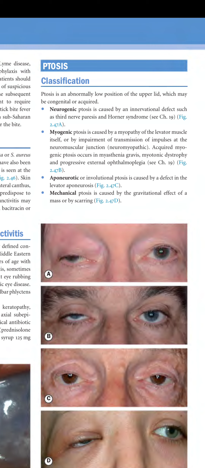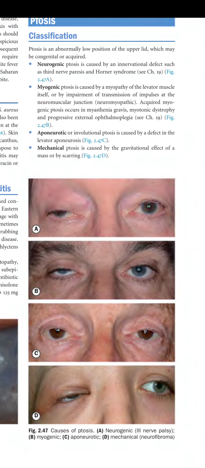Aponeurotic or involutional ptosis is caused by a defect in the levator aponeurosis. Basically, aponeurotic ptosis is age related, when there is weakness of the levator muscle and the levator aponeurosis is weakened. Mechanical ptosis is caused by the gravitational effect of a mass or scarring. So these are all the causes of ptosis.